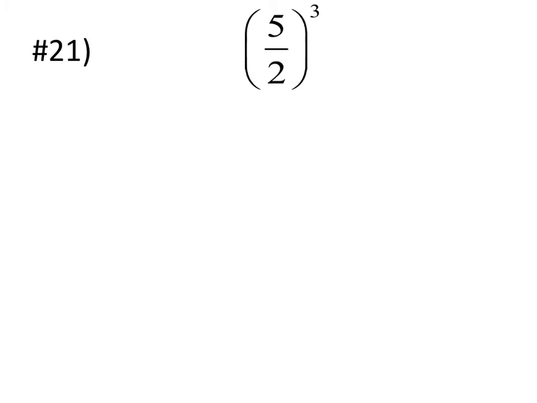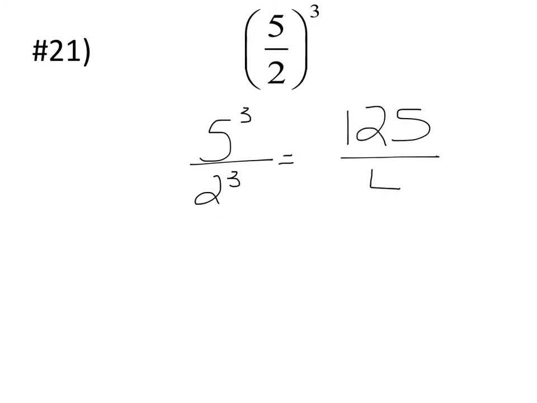Okay, if you take a fraction to an exponent, the numerator gets that exponent, and the denominator gets that exponent. So 5 cubed is 125, and 2 cubed is 8. Now that can't be reduced, so that's actually your answer.